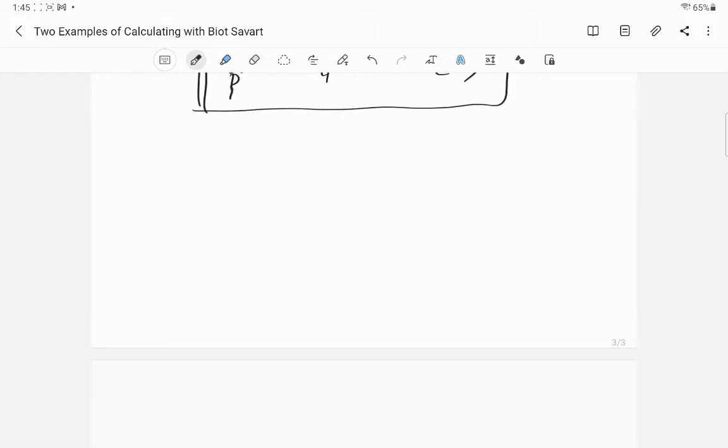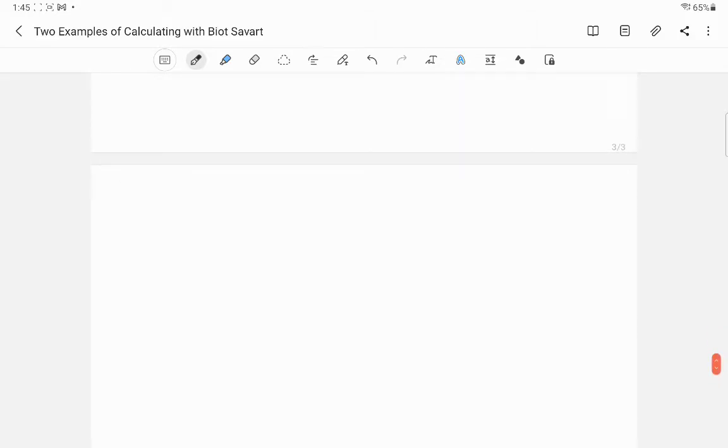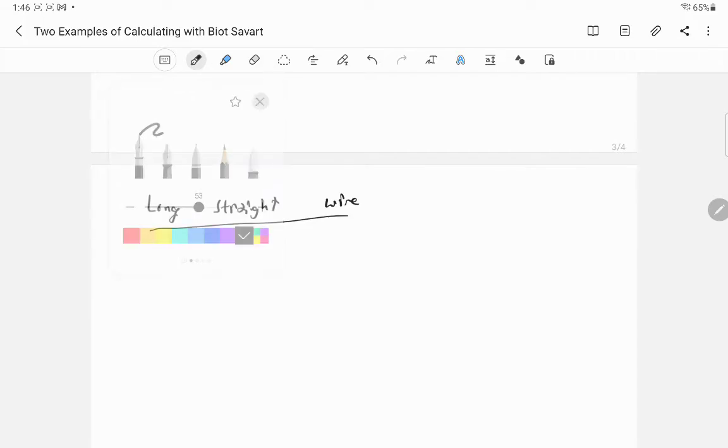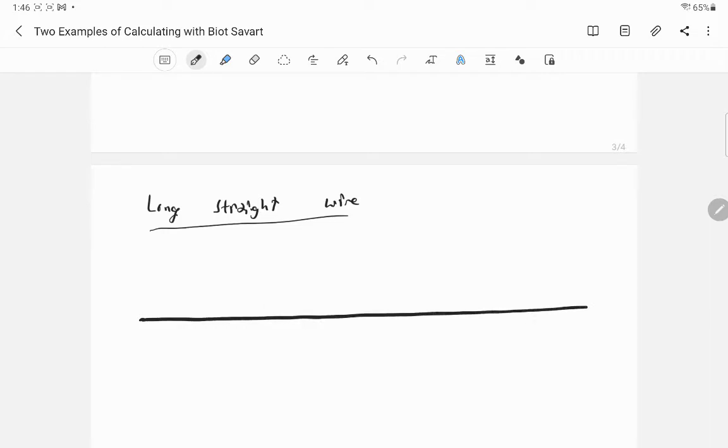The second example, I'm not going to do so much calculus, but I am going to indicate the calculus. So the second example is a long, straight wire. All right, so let me draw a long, straight wire. I'm going to draw it, I guess, in black. And I'm going to say that the current along this straight wire is I, and it's headed towards the right.